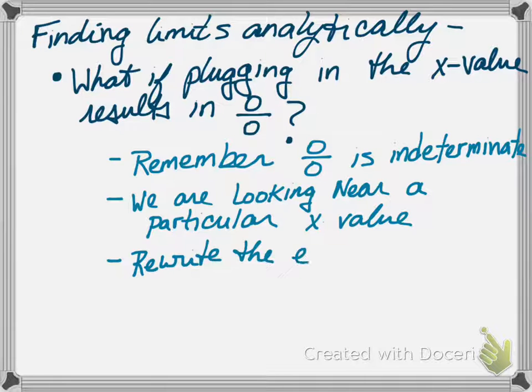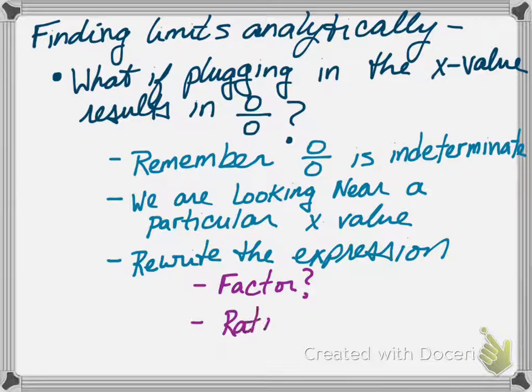So what we are going to do when you find your limit looking like 0 over 0 is to rewrite the expression. We want it to be an equivalent expression, but taking care of the fact that we get 0 over 0. And the way that we could do that is factoring or maybe rationalizing the numerator or denominator. So let's look at an example first where factoring can help us determine the limit analytically.